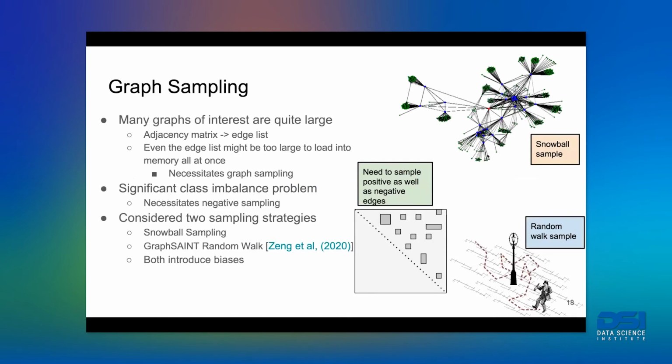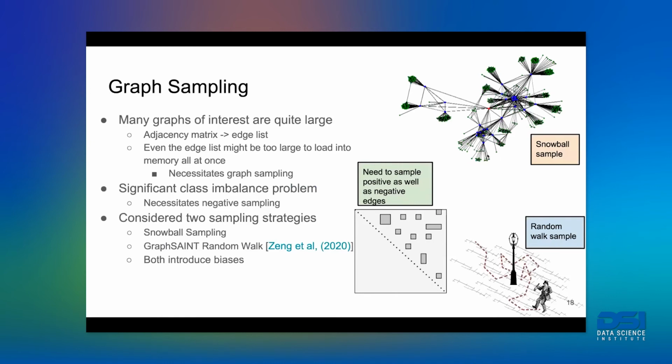One issue that we ran into in just trying to straightforwardly apply this link prediction approach to our data set is the issue of graph sampling. And actually, we spent, I would say, the majority of our time on the project thinking about these types of questions. So the issue is that many of the graphs of interest are quite large.